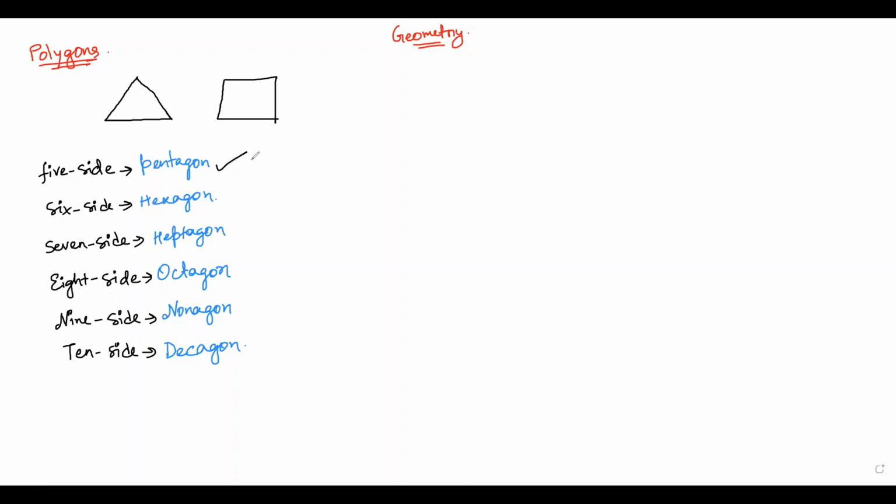A 5-sided polygon is known as a pentagon, a 6-sided polygon is known as a hexagon, a 7-sided polygon is known as a heptagon, an 8-sided polygon is known as an octagon, a 9-sided polygon is known as a nonagon, and a 10-sided polygon is known as a decagon, and so on. So, a polygon is a closed figure with 3 or more sides.